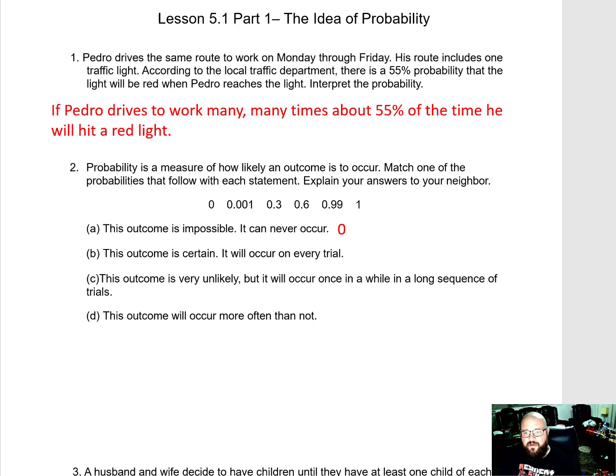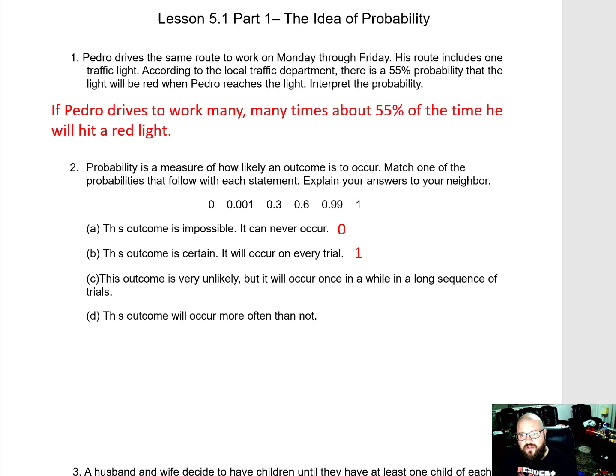For part B of number 2, this outcome is certain. It will occur on every trial. Well, if it's certain and it's definitely going to occur on every trial, then it's going to get a 1 because that means it is going to happen. The probability of occurring is a 1. It's 100%. It's going to happen. So 1 is the answer for that.